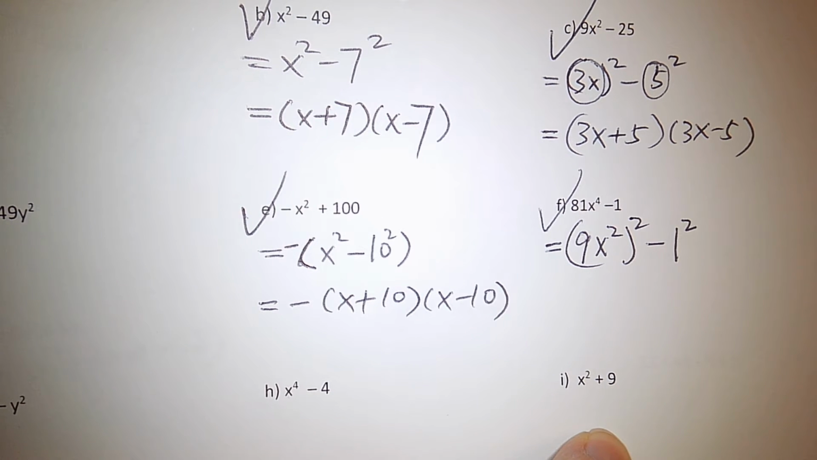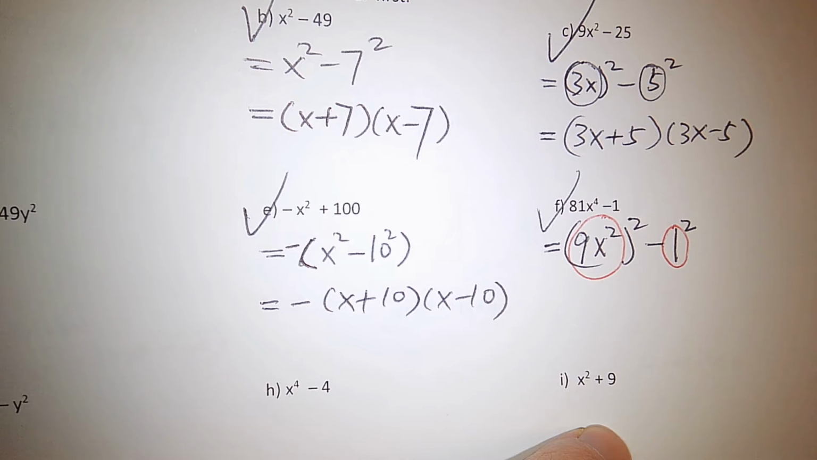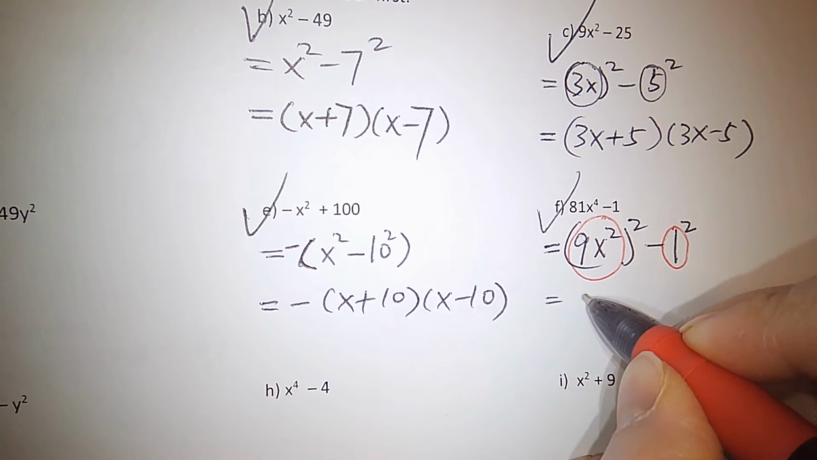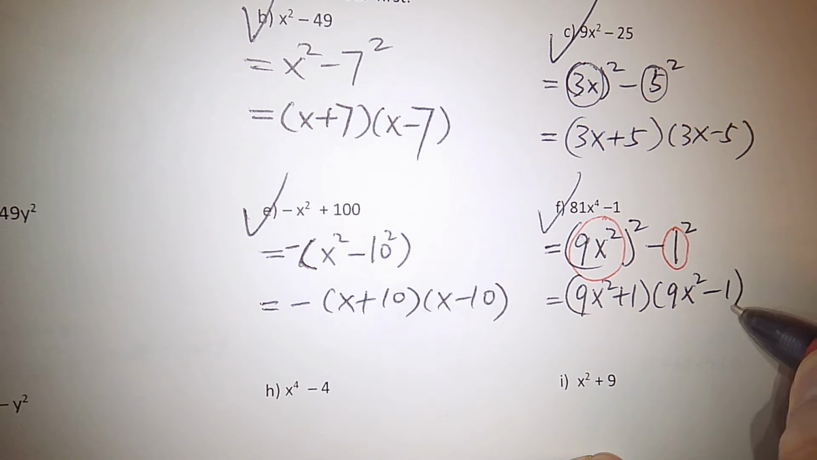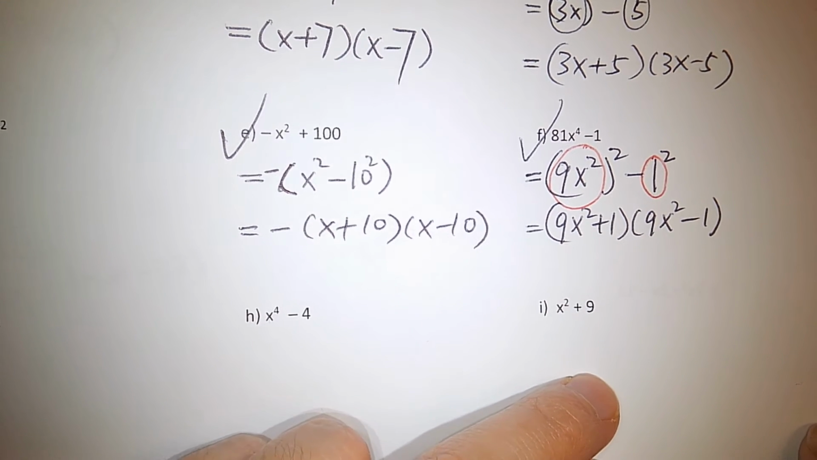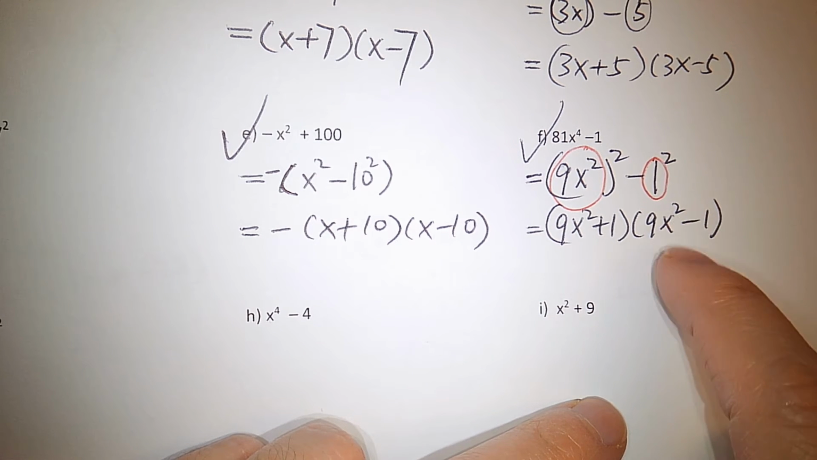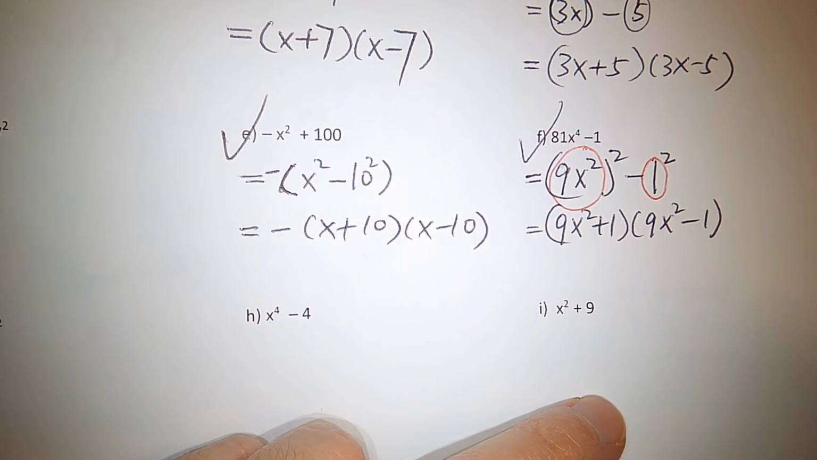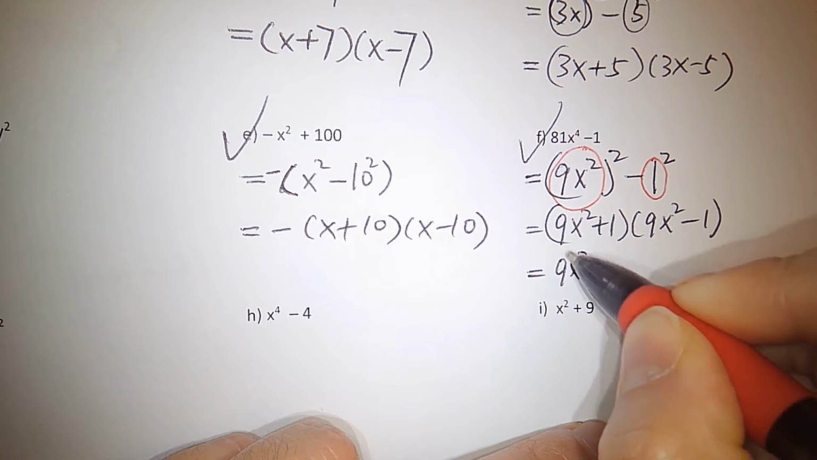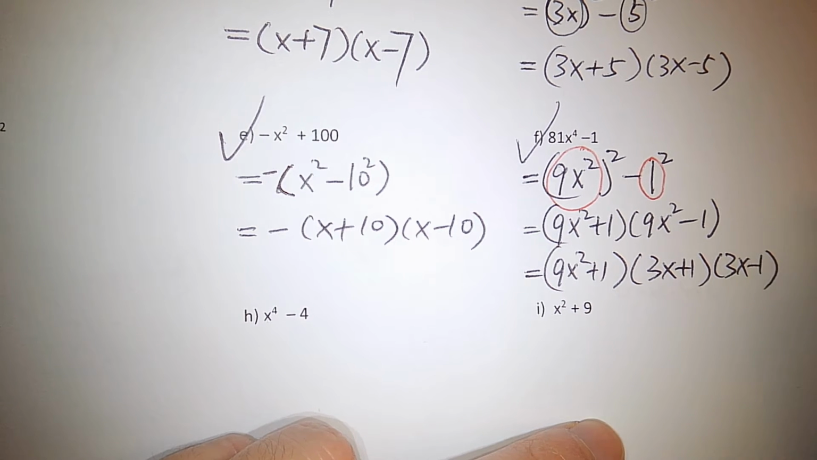So let me use my red pen, okay? So what is A? 9x squared. What is B? 1. 1, yes. So it can be factored to be 9x squared plus 1 times 9x squared minus what? 1. Are we done for the question? Can we keep on factoring? Yes. 9x squared can be factored to be what? 3x in parentheses squared, right? 1 can be written as 1 squared. So we can keep on factoring this difference by 3x plus 1 times what? 3x minus 1.